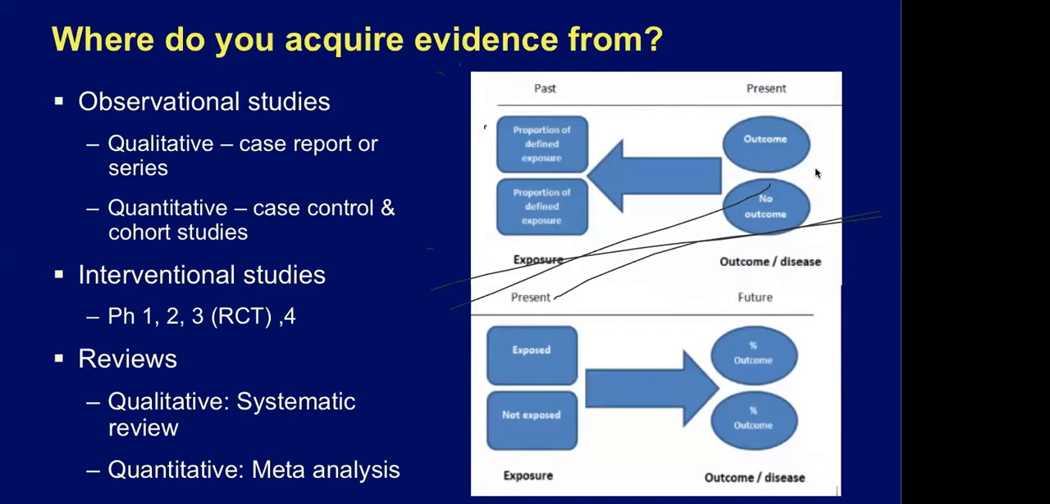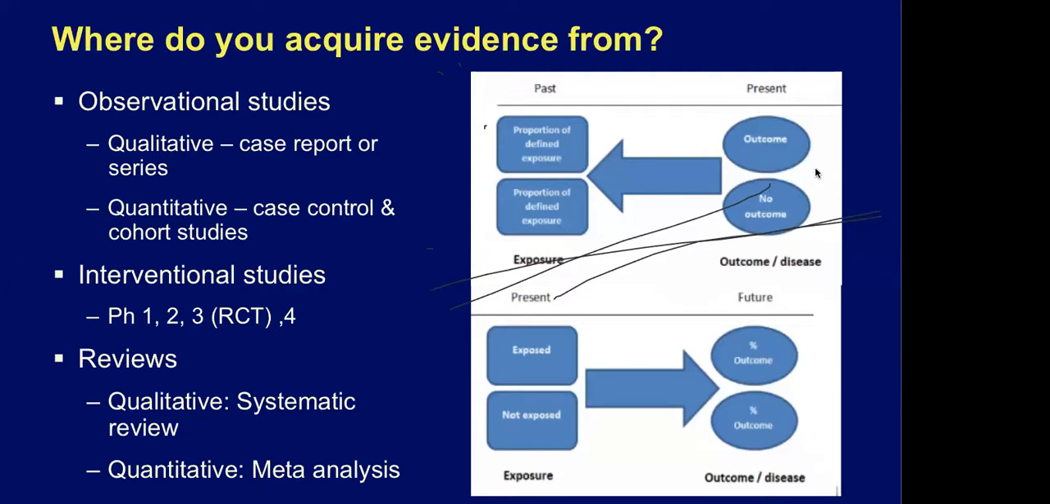So you take a group of people who have a particular risk factor, you have a group of people who don't have this, you follow both of these, and then you find out whether the incidence of the outcome, in this case it could be lung cancer, is higher in those patients who are exposed or have this risk factor compared to if you didn't have this particular risk factor. So that's what a cohort study is.